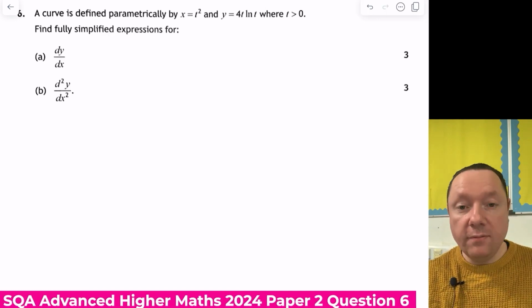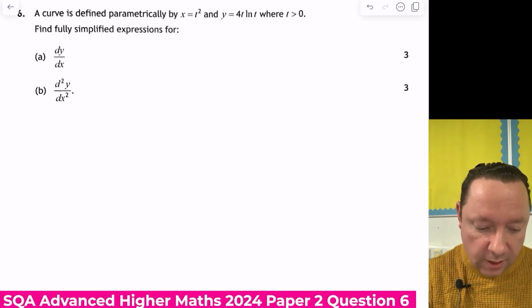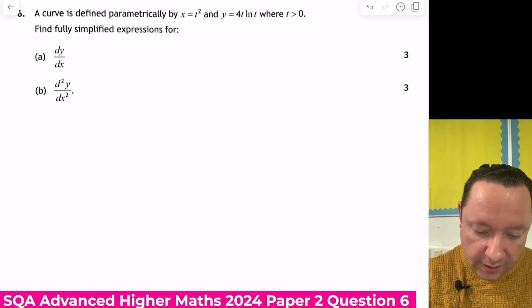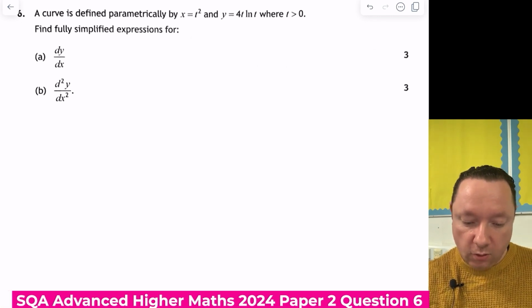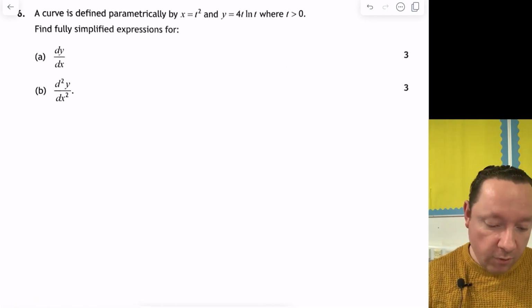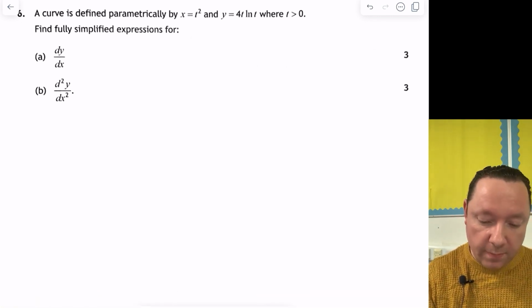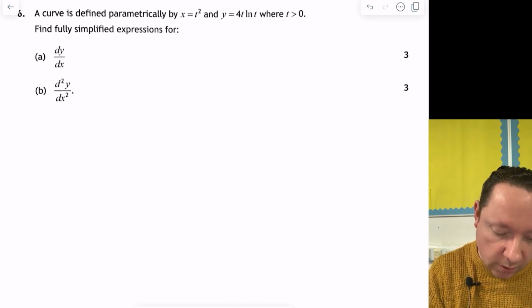SQA Advanced Higher Maths 2024, Paper 2, Question 6. A curve is defined parametrically by x equals t squared and y equals 4t log t, where t is greater than 0. We simplify the expressions for dy by dx and d2y by dx squared. Let's just start with the first one.